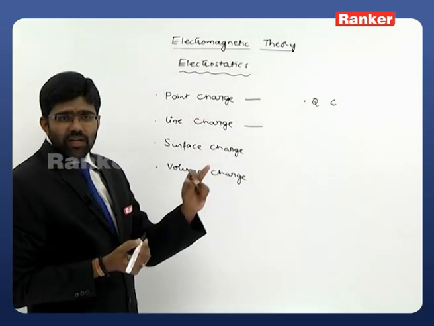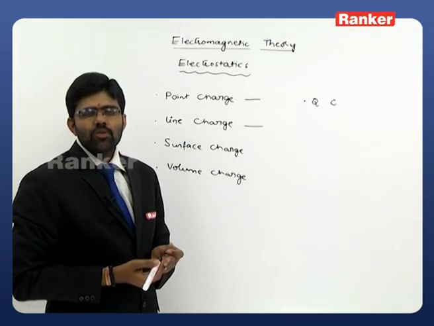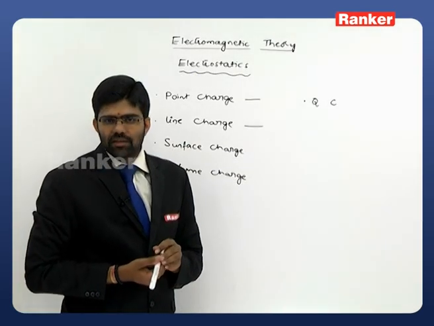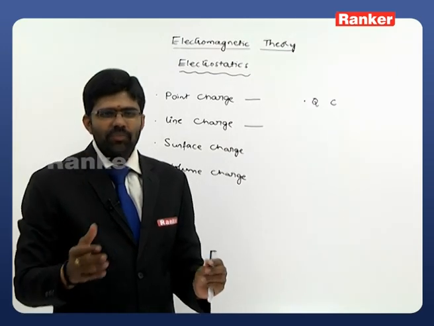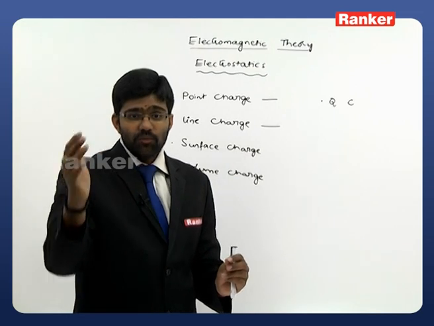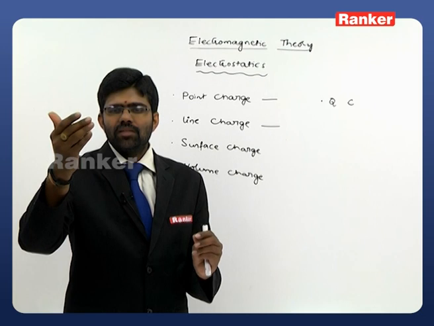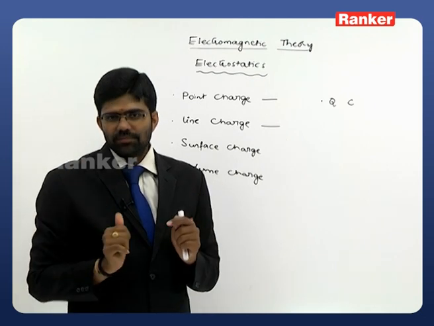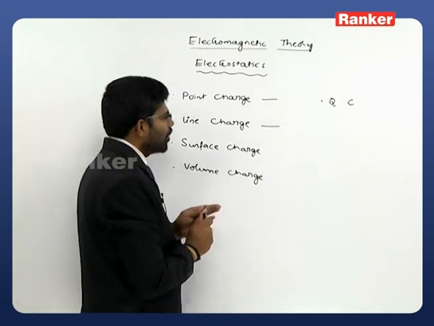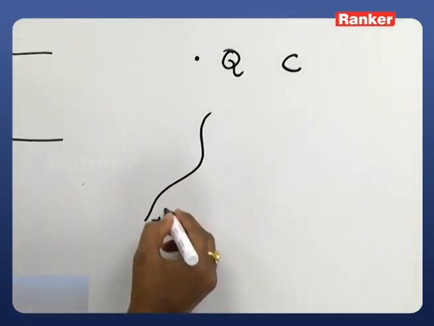Now the name itself indicates a charge which is distributed on a line. Whenever we have a charge that is uniformly distributed over a line, irrespective of the shape of that line, we are considering it. If it is uniformly distributed on a line, then it is said to be a line charge. Now observe, here I am considering positive charge on this line.